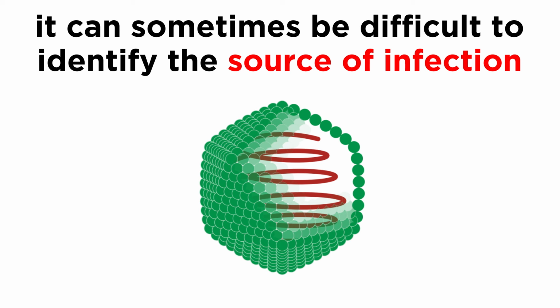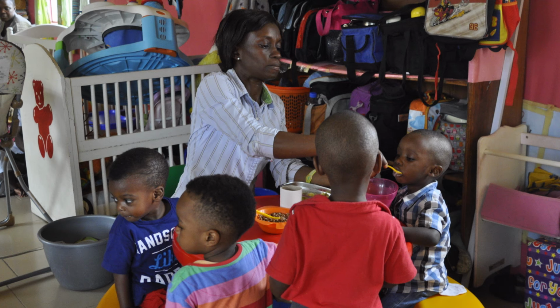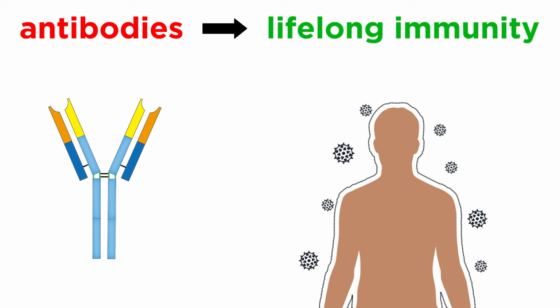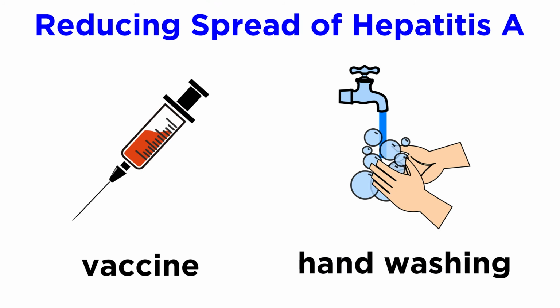Because of the long incubation time of several weeks, it can be difficult to identify the source of infection. Daycare settings are a major hotspot for hepatitis A transmission, and in general, poor hygienic conditions and overcrowding can increase the risk of hepatitis A transmission as well. Luckily, once antibodies are developed, immunity against reinfection is lifelong. To reduce the spread of hepatitis A, CDC recommends vaccination with the hepatitis A vaccine and frequent hand washing, especially if you're doing daily diaper changes or routinely preparing food.